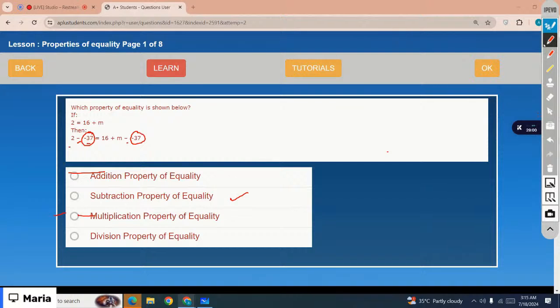Okay, so the correct option is subtraction property of equality. You are subtracting the same number from both sides of the equation, right? Okay, let's move on to the next one.